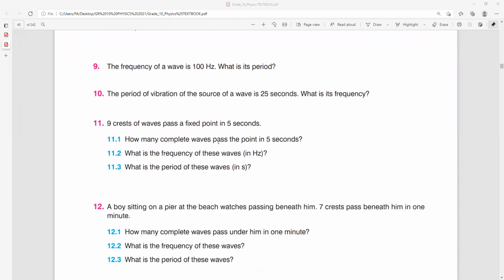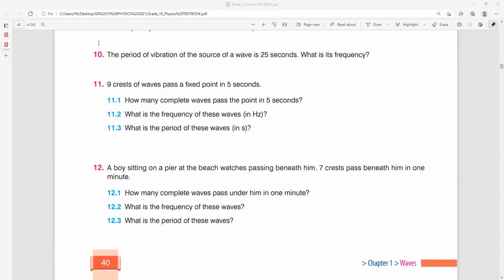Let's continue with the next question. Let's see what we have: 10, 11, 12. Okay, now people, the period is given, 25 seconds, directly given, and then it asks you for frequency. Please try. You already know the formula. Let's finish question 10 first. If you have 25 seconds for period, what is your frequency? I think we don't have to give the formula. You know already. The answer is 0.04. That's it. Thank you very much. So the unit is Hz.